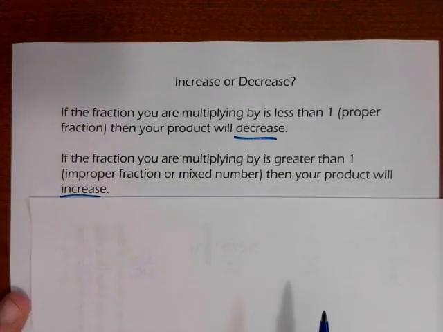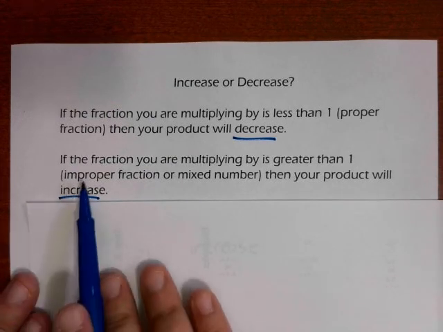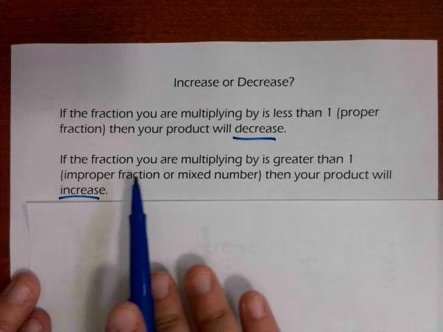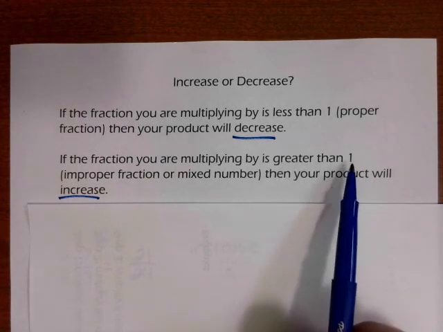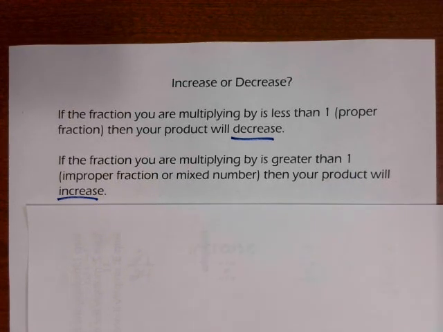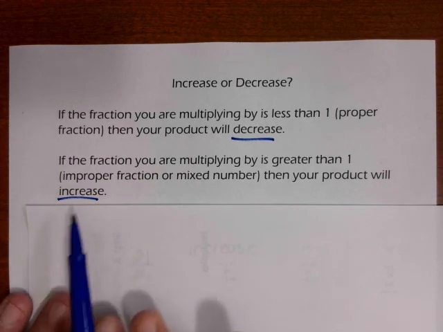All right. The next one says that if a fraction you're multiplying by is greater than 1, meaning it's an improper fraction or possibly a mixed number, then your product will increase. So again, hopefully that makes sense. If we're multiplying by a value that's greater than 1, whether that be 7/2 or 2 1/3, whatever it may be, anything greater than 1 is going to get me a product, an answer that is increasing in value.